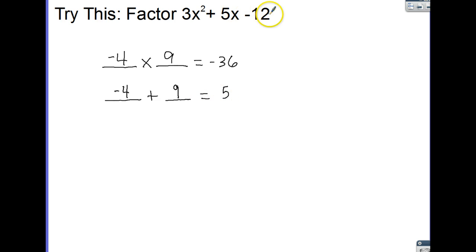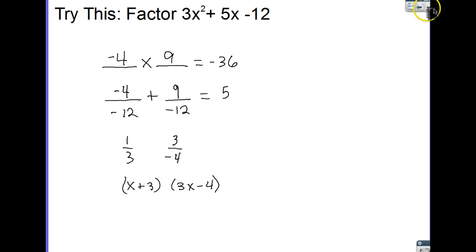We put it over the C number with the sign, negative 12, and then we reduce these fractions. Negative over negative, positive. 4 over 12, 1 over 3. 9 over 12 reduces to 3 over negative 4. 1 over 3 becomes 1x plus 3. And 3 over negative 4 becomes 3x minus 4. Okay, next problem.